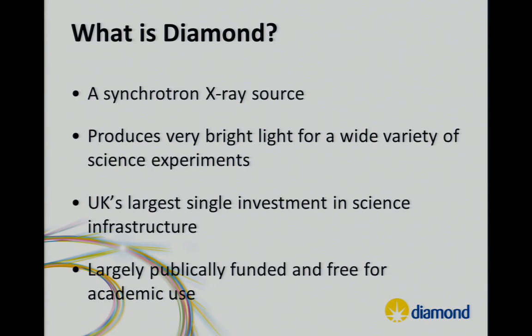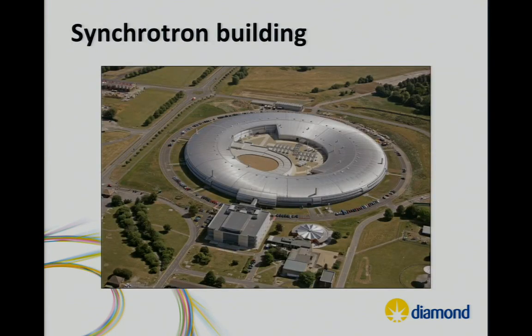It's a synchrotron X-ray source, which produces very bright light, mostly in X-ray wavelengths, for a wide variety of science experiments. We've got about 30 or 40 operational experiments at the moment. It's the UK's largest single investment in science infrastructure in the last few decades, so it's quite a big thing. And it's largely government funded and free for academic use.